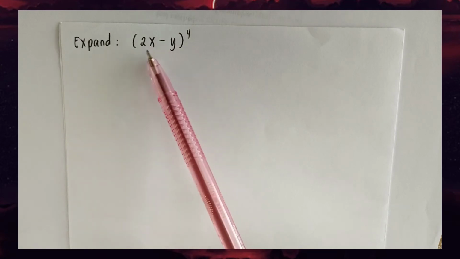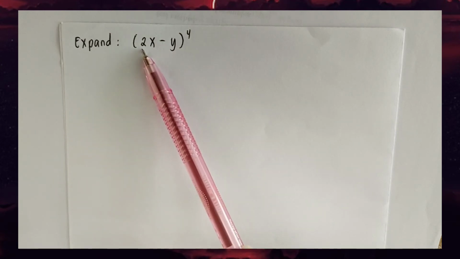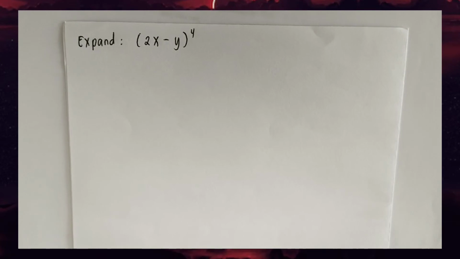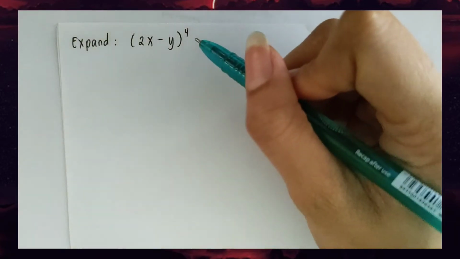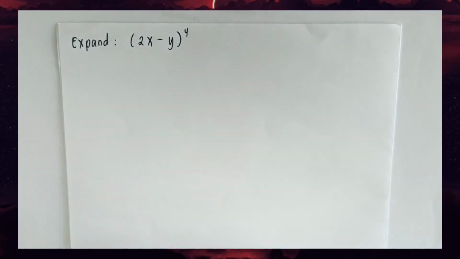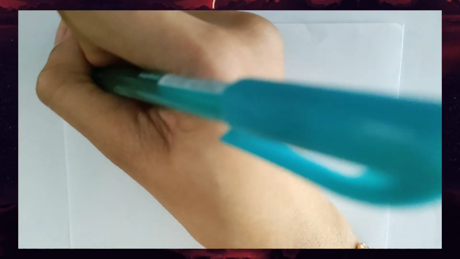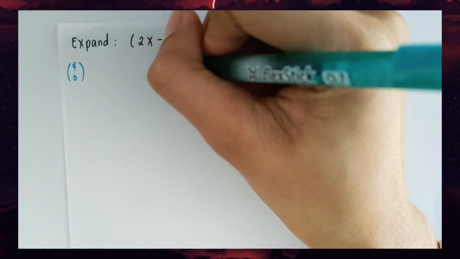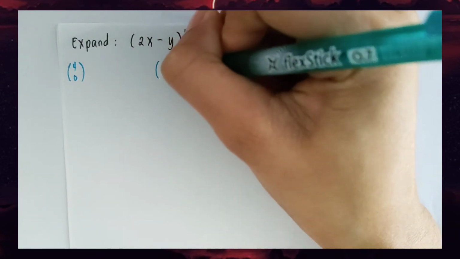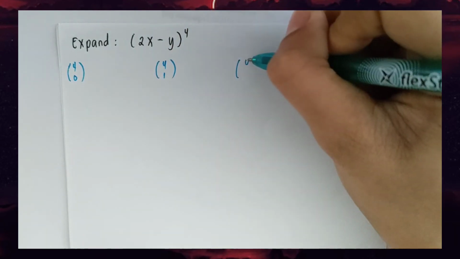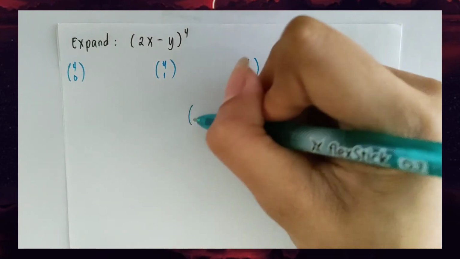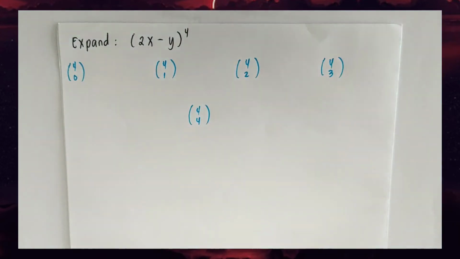Now, what if we have subtraction and there is a coefficient in our first term? Again, just like what I've said, it's basically the same idea. So let us first input our combinations here. So take note of our exponent raised to 4. So start with 4 combination 0, and then 4 combination 1, 4 combination 2, 4 combination 3, and 4 combination 4.